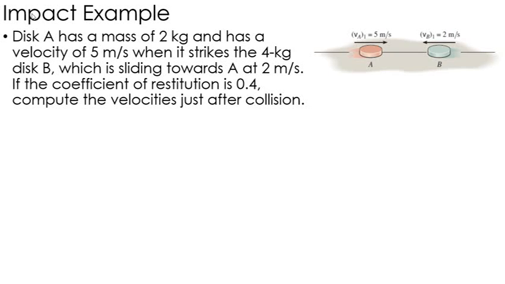In this problem, I've got two disks, one of 2 kilograms that has an initial velocity of 5 meters per second, and one of 4 kilograms, which has a velocity of 2 meters per second in the opposite direction. Okay, they're going to collide. Their coefficient of restitution is 0.4. Let's figure out our velocities after the collision.